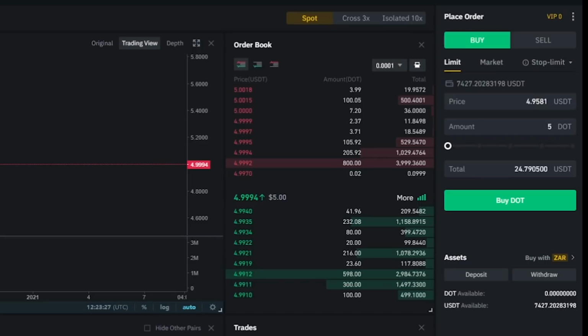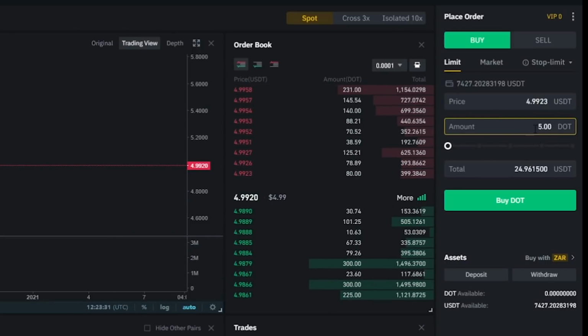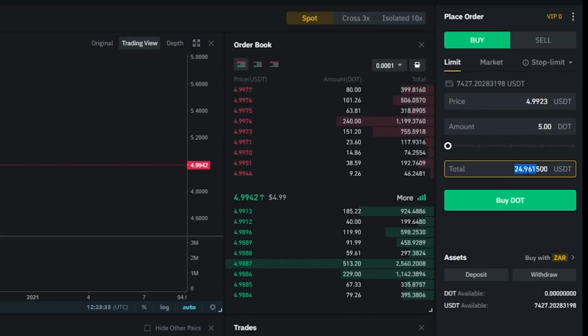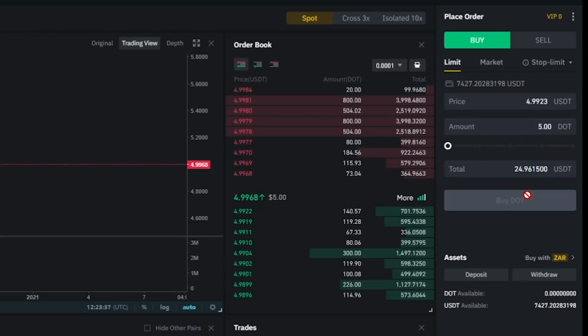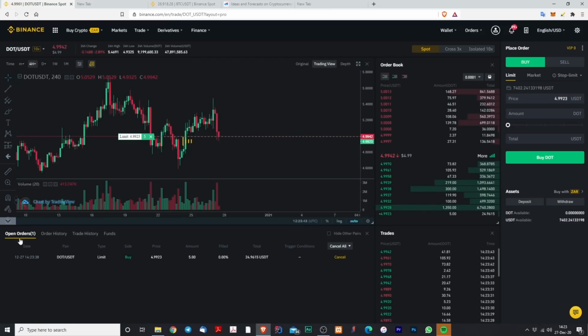So I want to buy my DOT right now. I can simply click this price here, which is the closest to what's going on right now. In the place order, you can see it's saying 24.96, and I can click buy, and boom, I have an open order. So you can see now what's happening at the bottom here. On the open orders, we now got 1. And it's showing that we got a DOT/USD limit buy at the price of 4.9923. Amount, we're buying 5, and filled, it says 0%.